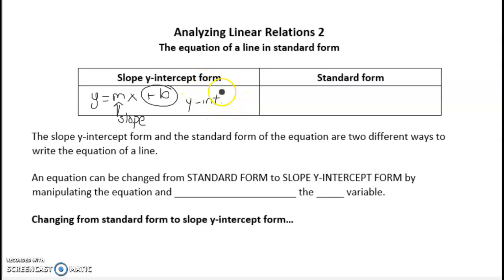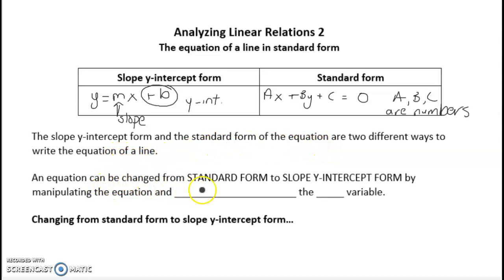Okay, standard form is ax plus by plus c equals 0. And with that being said, a, b, and c are numbers. So it means that your x term is first, then your y term is second, then your constant, and you set it equal to 0. So the slope y-intercept form and the standard form of the equation are two different ways to write the equation of a line.